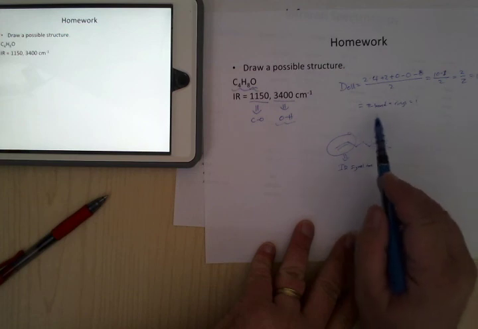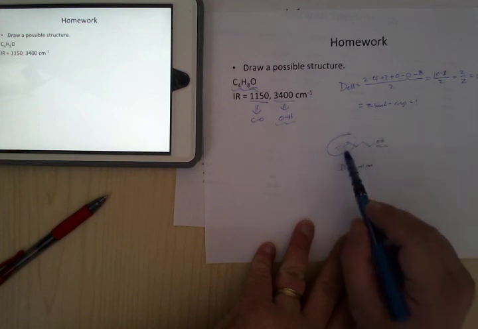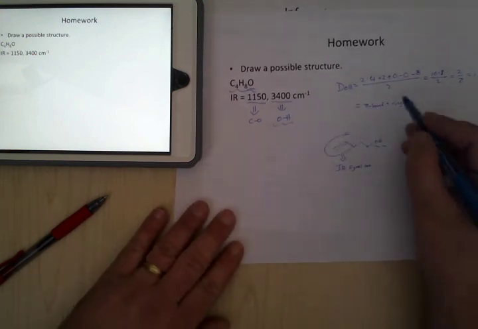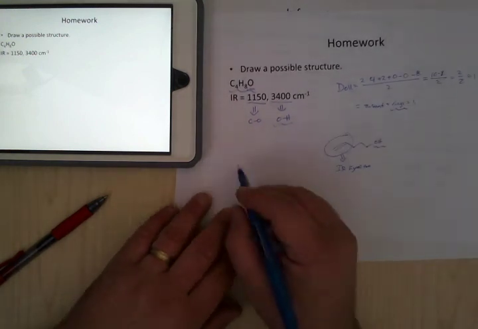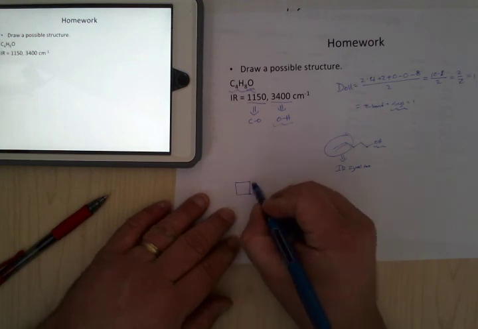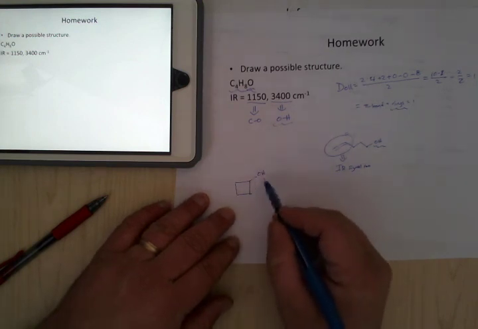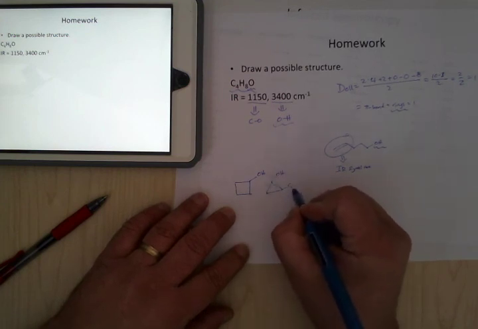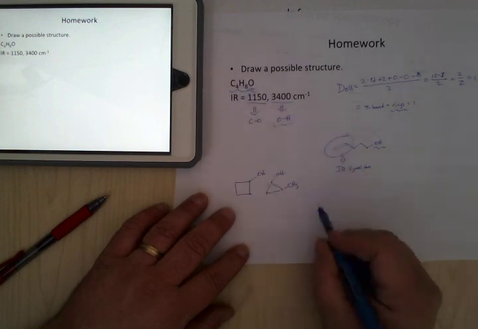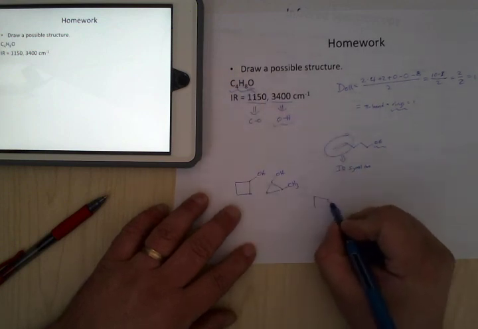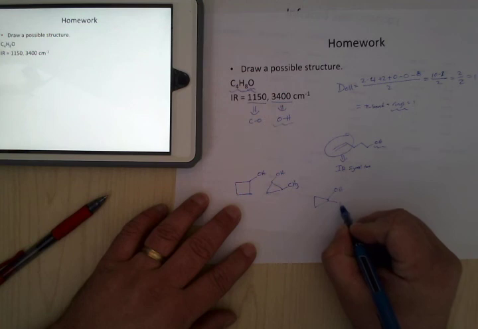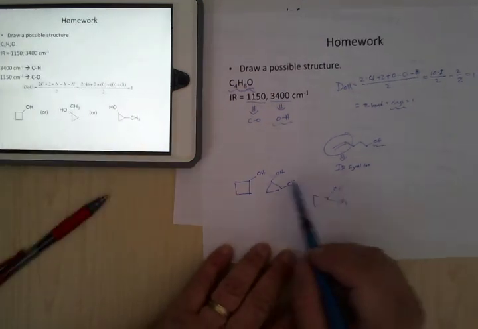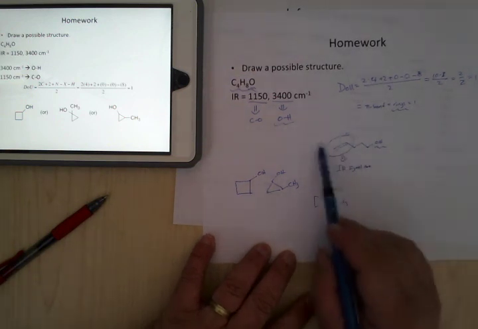So that means we can't have a double bond in there, or else it would be listed. So all we have is a ring. It has to look like this. The easiest one is a 4-carbon ring with an alcohol coming off it. But in theory, you could also do OH here, which gives you the right formula, or you could do that. But it can't give this.